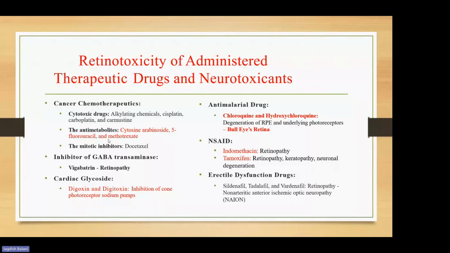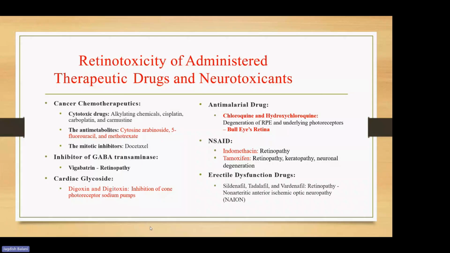Antimalarial drugs which we have discussed earlier, chloroquine and hydroxychloroquine, cause degeneration of the retinal epithelium underlying the photoreceptor. The condition bull's eye retina, mostly seen in humans, is created by chloroquine, where deposits occur in the retina and give a bull's eye appearance surrounding the retinal part. Some NSAIDs also create retinopathy, that is indomethacin and tamoxifen. Then erectile dysfunction drugs like sildenafil and tadalafil create retinopathy. Non-arteritic anterior ischemic optic neuropathy is created mostly by the sildenafil drug.